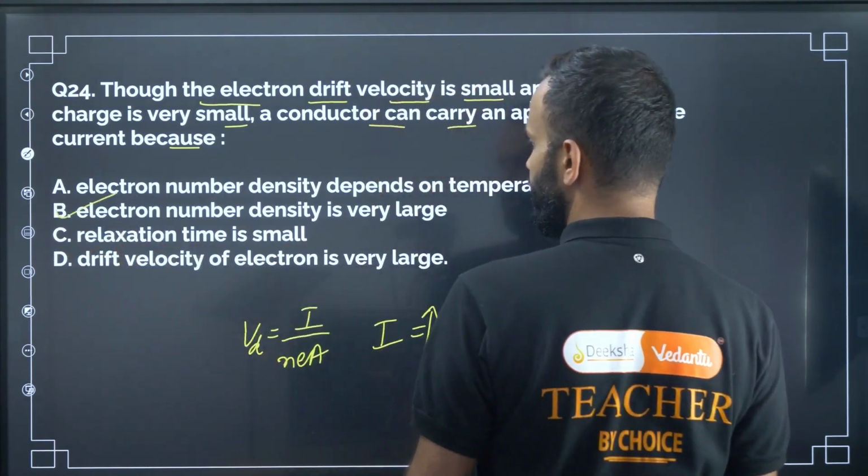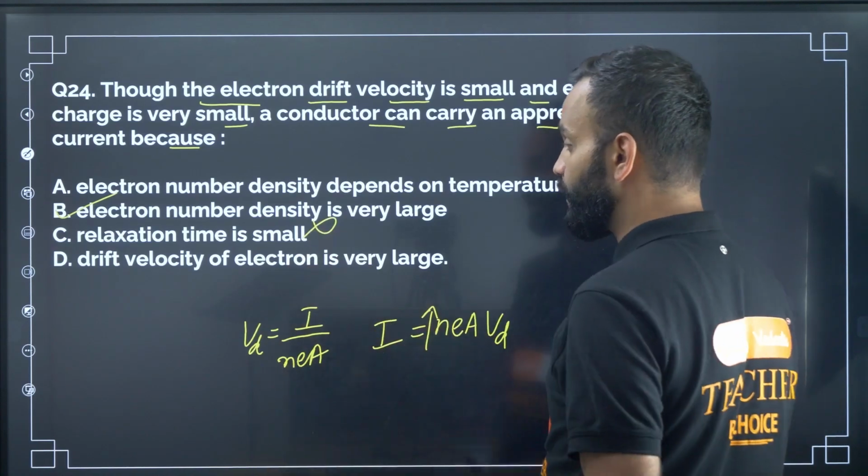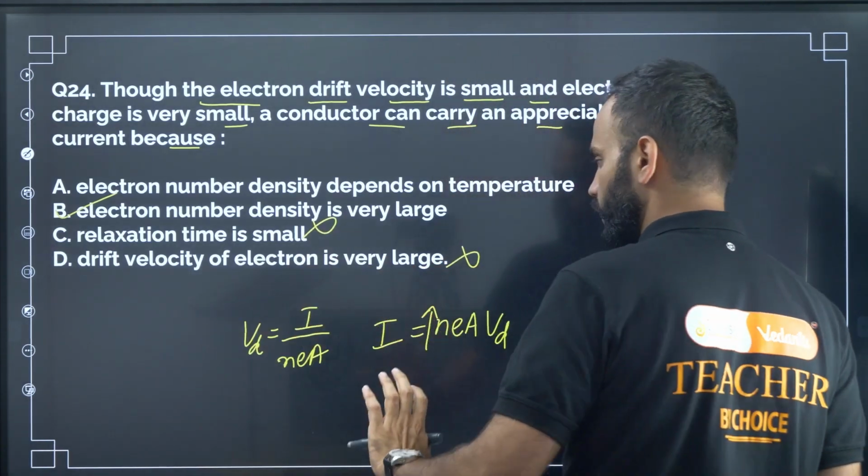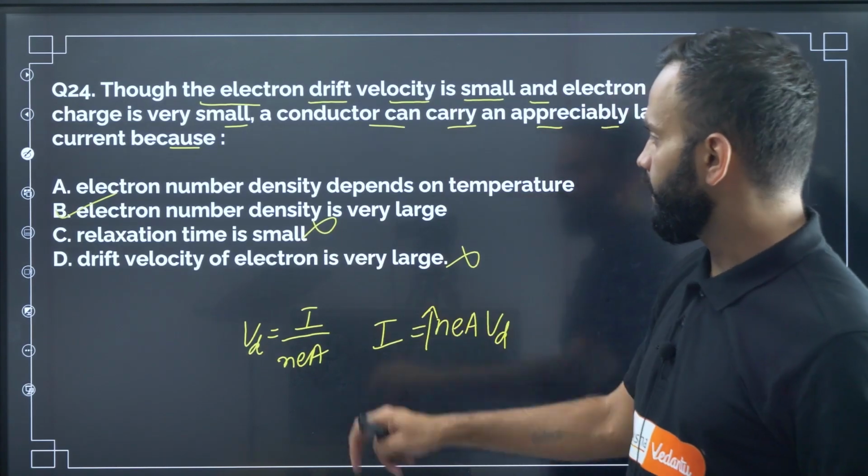So B, electron number density is very large. Correct. Option C says relaxation time is small. Wrong. Option D says drift velocity of the electron is very large. Wrong. So the correct option is B.